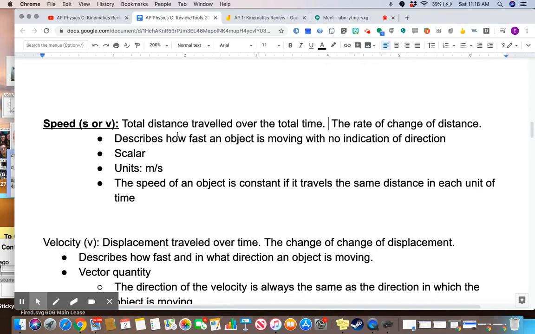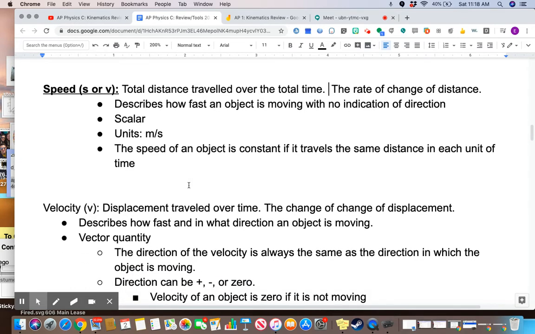Okay, if the speed is constant, then it means that the object will travel the same distance in each unit of time. So that means that every 2 seconds, it's going to travel the same distance. So 2 meters in every 2-second interval within that path of motion. So that means that the speed would be constant and there would be no acceleration.